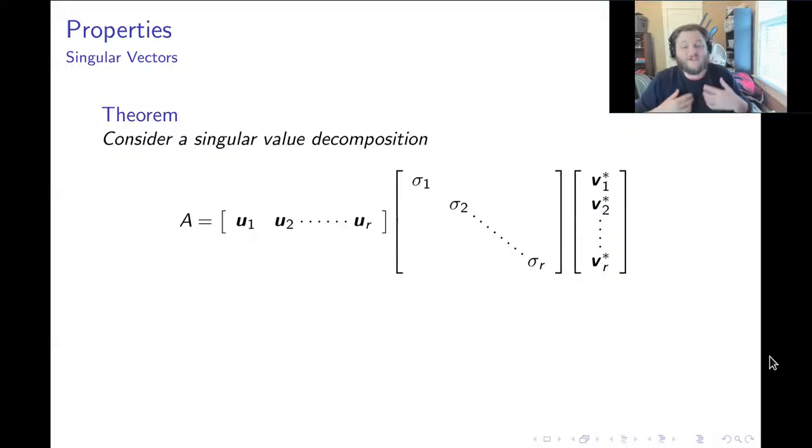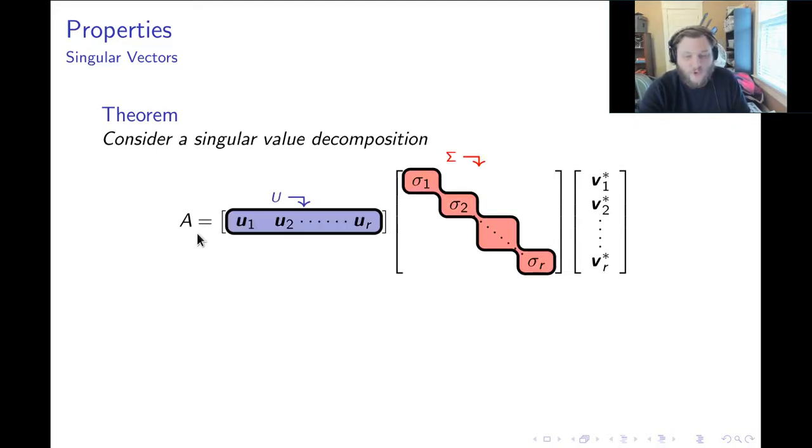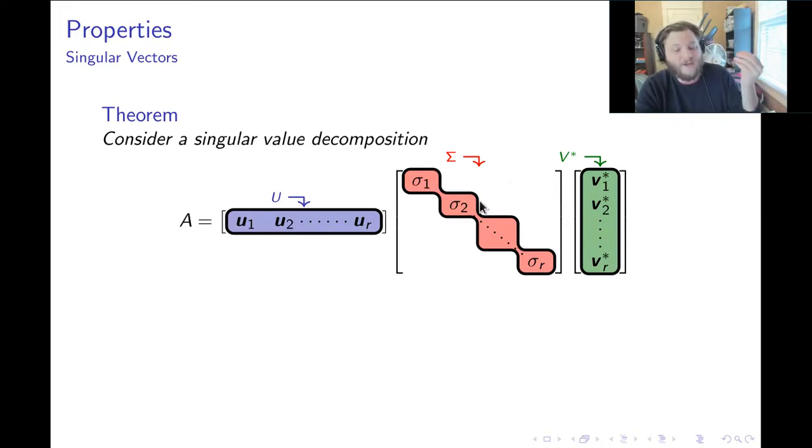Let's now discuss some properties of singular value decomposition. So let's say that we have a singular value decomposition, A equals U times sigma times V conjugate transpose. Again, U here has orthonormal columns. The diagonal of sigma is home to the singular values. The number of singular values is the rank of A, and the singular values, we order them from greatest to smallest, and these are all positive numbers. And then V here also has orthonormal columns.